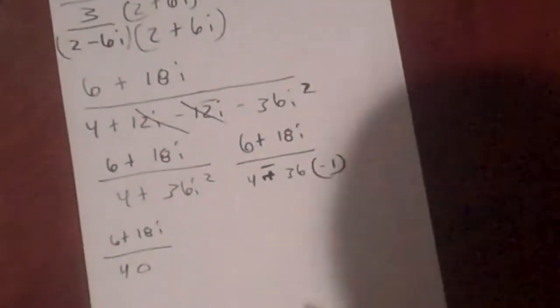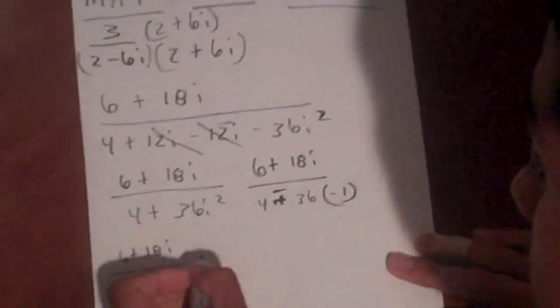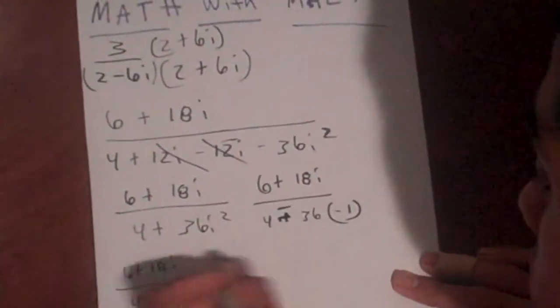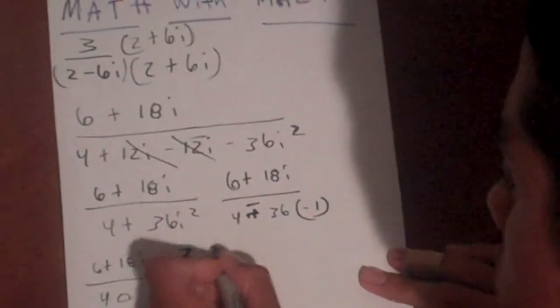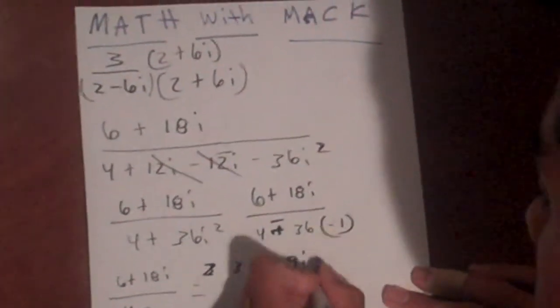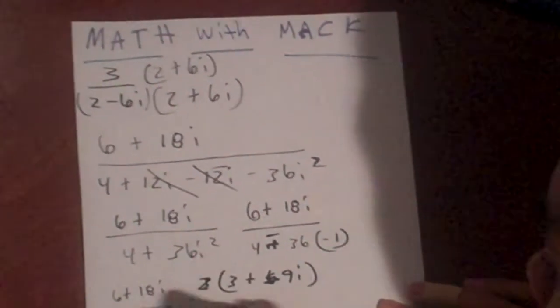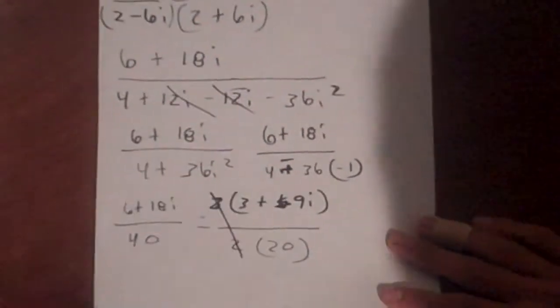Okay, now we realize that everything's divisible by 2. So we're going to take out 2 from the numerator and denominator. So 6 divided by 2, we're going to get 3, and it's going to be 3 plus 9i. And then it's going to be 2 and 20. The 2's just cancel out, and now that's the answer.